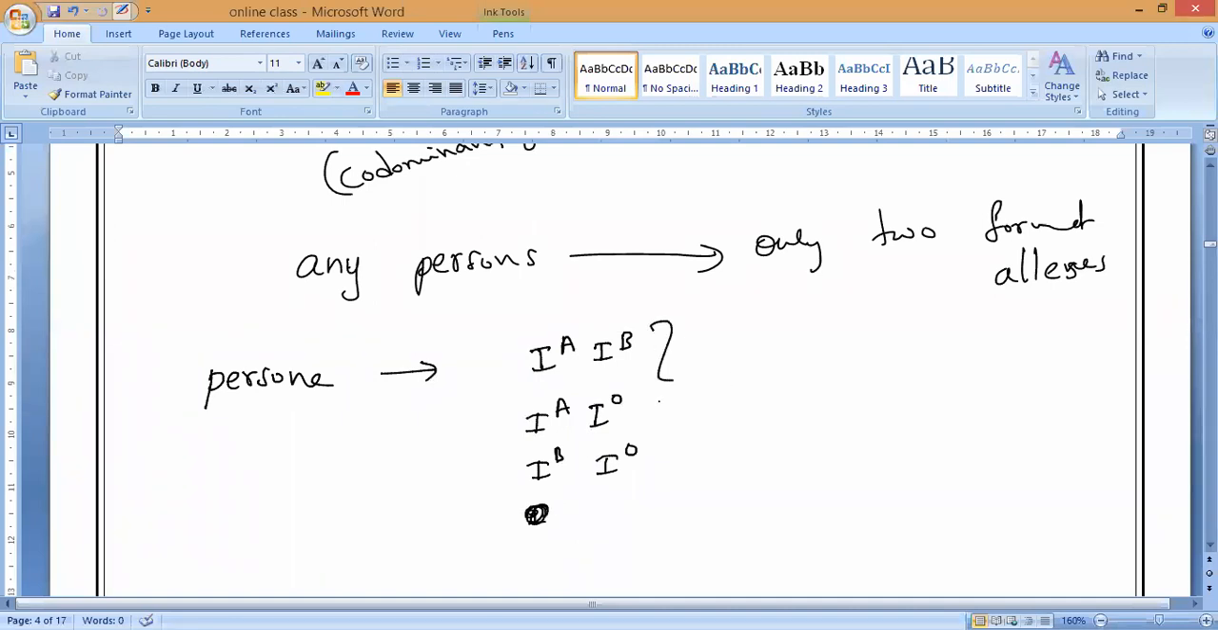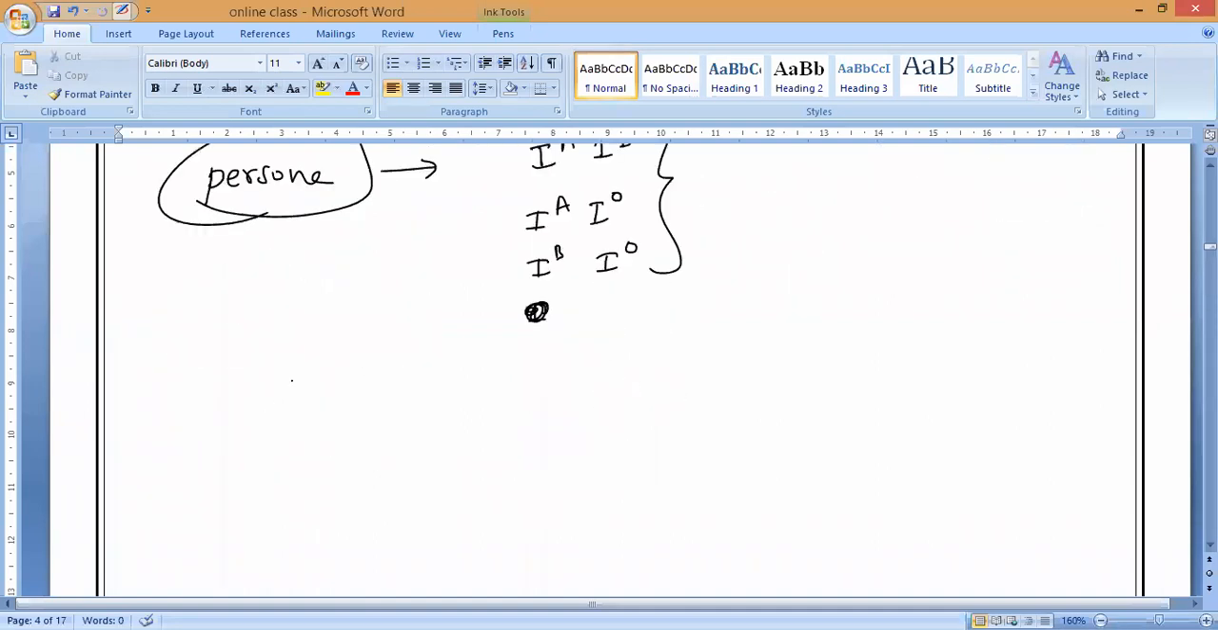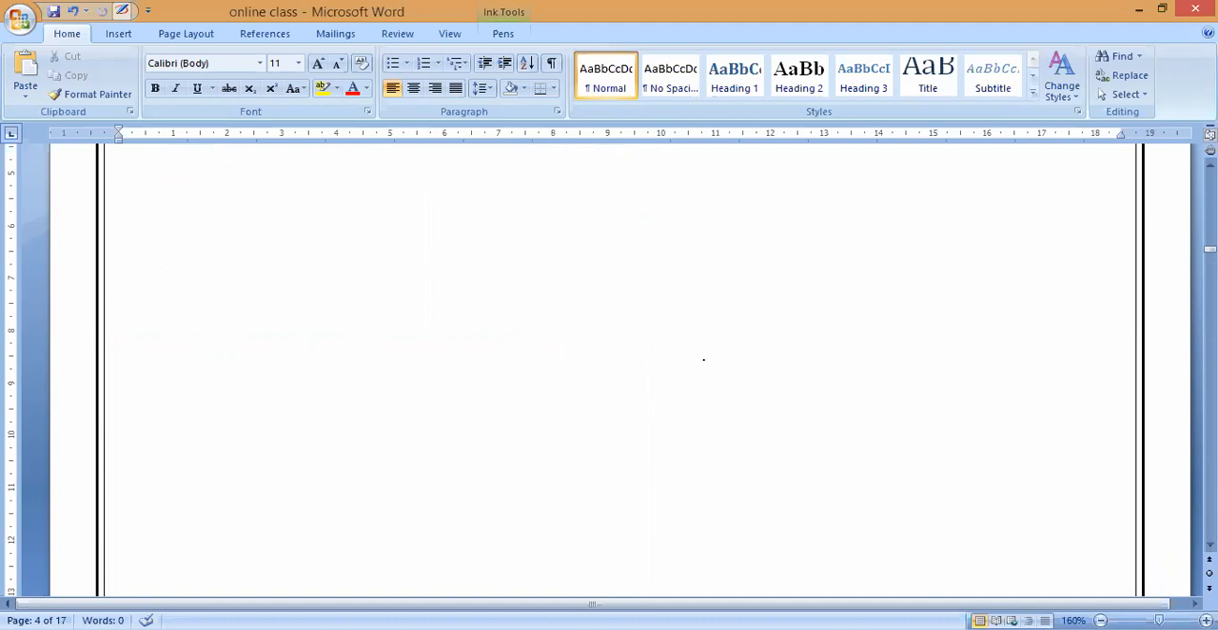So if you take any person, only two forms of alleles will be present. These two forms will determine the blood group of a baby. So now let us take an example, where you people are going to receive the genotype of the gene combination. Understanding, guys?